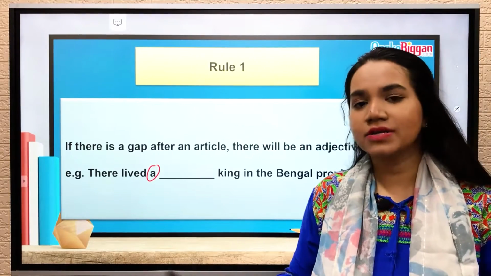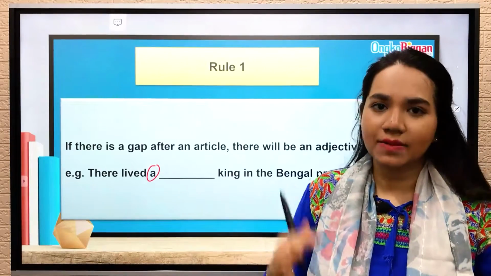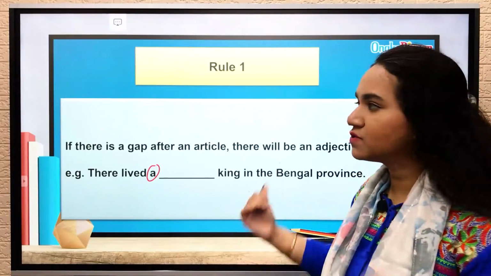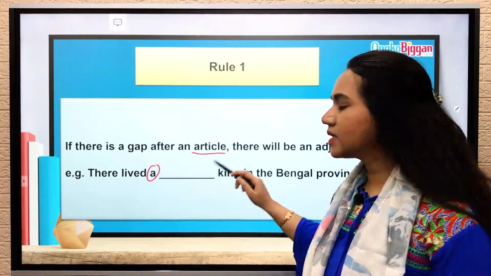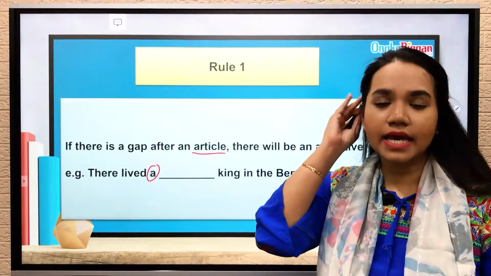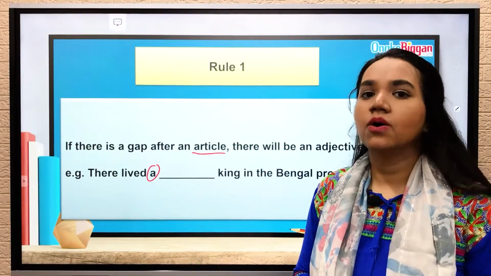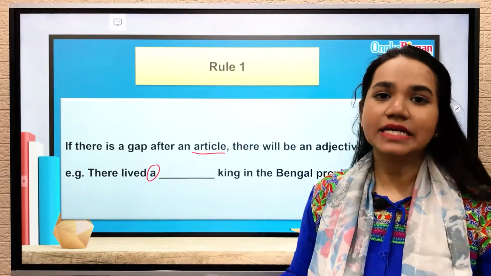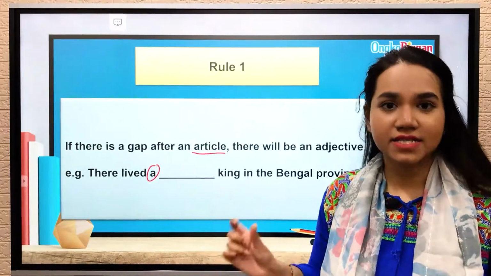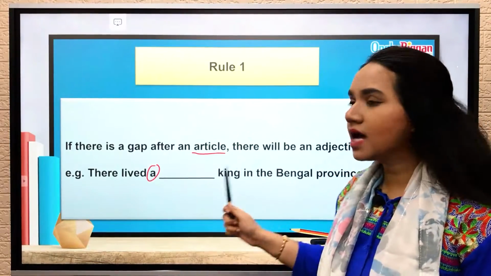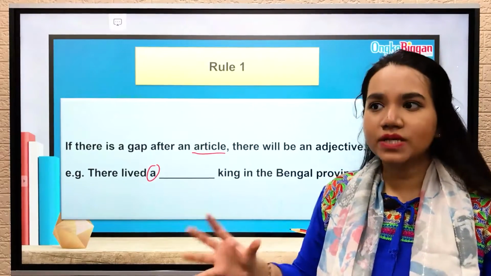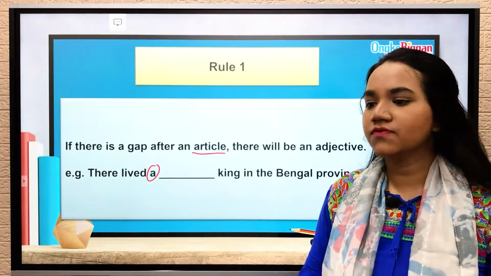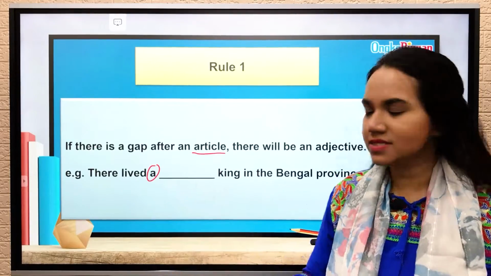So I have already mentioned that you need to learn all of the grammatical rules first and then you have to do these gap filling exercises. So do we remember what an article is? An article is a, an and the. Where a and an are indefinite articles and the is a definite article, and this is how all of these three articles are used to pinpoint the situation or the objects of many different circumstances, right?